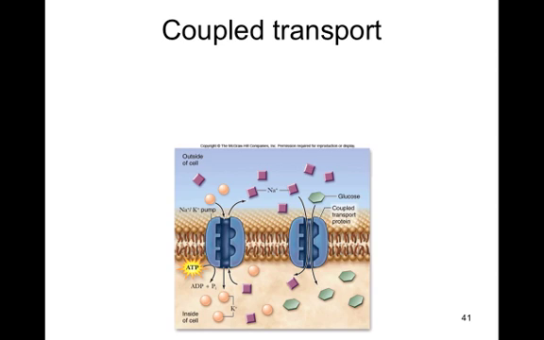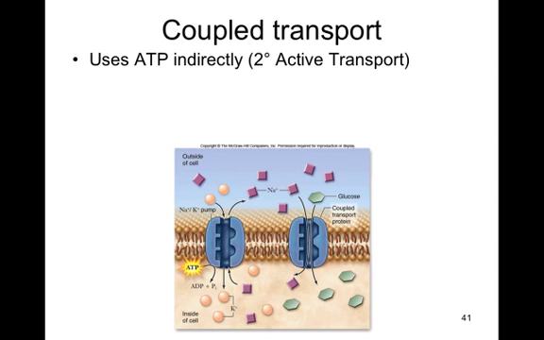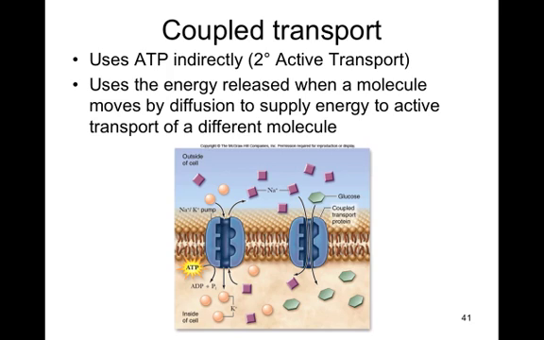Now let's look at coupled transport or secondary active transport. Secondary active transport or coupled transport uses ATP indirectly. So let's consider the gradient that's generated by the sodium-potassium pump. We just looked at this one. ATP is used to fuel the movement of 3 sodium out and 2 potassium in. This creates a gradient of sodium. We're pushing sodium against its gradient outside, so there's lots and lots of sodium outside.